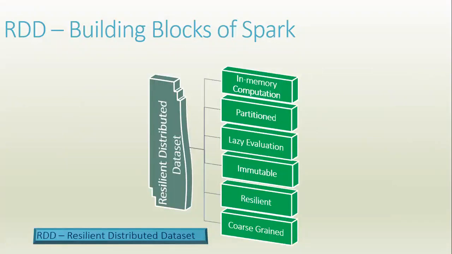The basic building block of Spark in which the data is processed or computed is called a resilient distributed dataset. The short form for resilient distributed dataset is RDD. The primary characteristics of RDD are: it is computed in memory, the data is partitioned, it is evaluated lazily, the data is immutable, it is resilient or fault tolerant, and it is coarse-grained. We'll look at these characteristics as we get along.